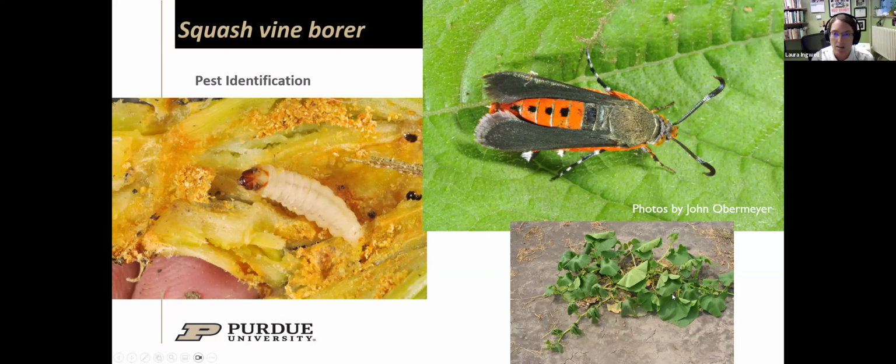And so the way to diagnose squash vine borer is to really investigate at the base of the plant, look for a little entry hole and a buildup of insect frass, which is insect poop. And then you can cut open the stem and look for the caterpillar inside of there.